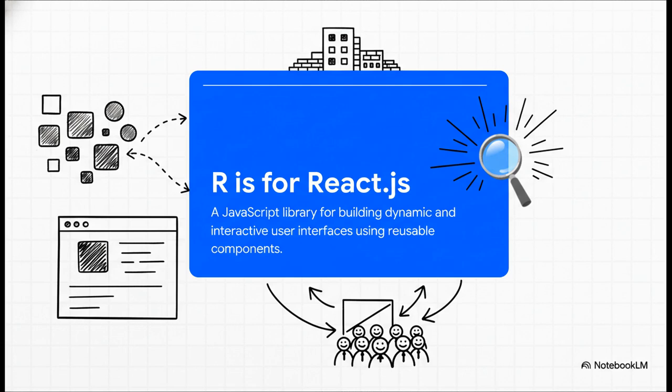For the R, we have React.js. This is the part that your users actually see and click on, the front end. React's superpower is that it lets you build your entire user interface out of small, reusable Lego bricks called components. You can build a button just once and then reuse it absolutely everywhere, which you can imagine is incredibly efficient.